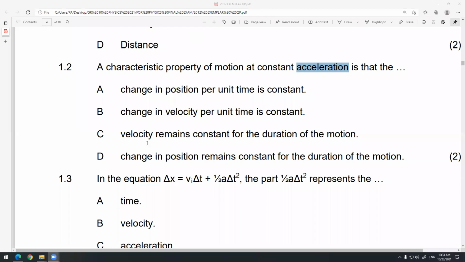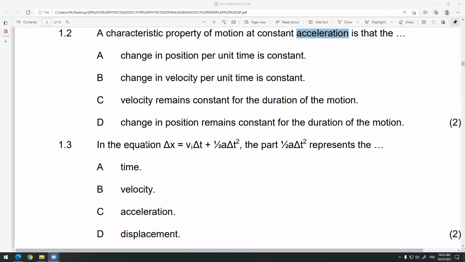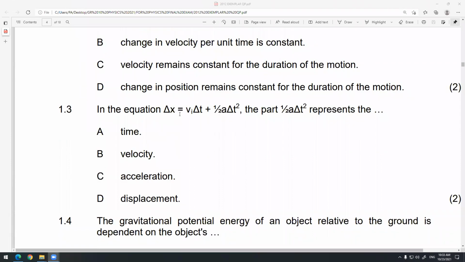Let's see what they ask. An equation of displacement: delta X equals. Yes, it is our equation of motion. The equation of motion is given. They are asking you, people, what is one over two a delta t squared? What's that? Please try first.